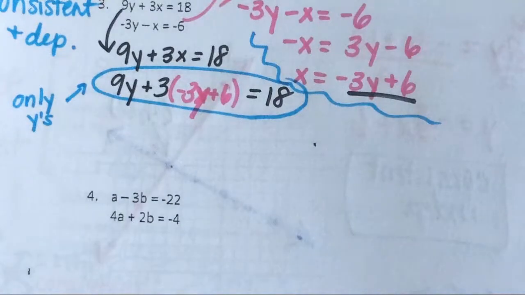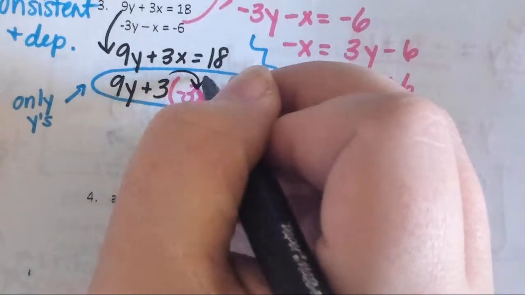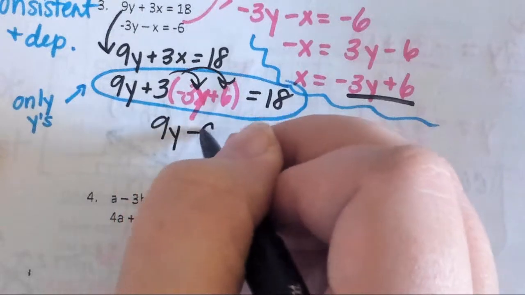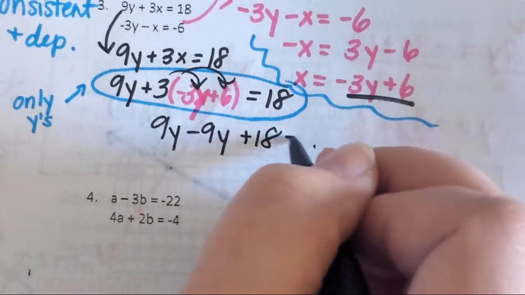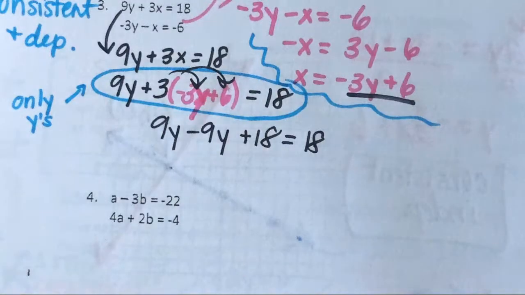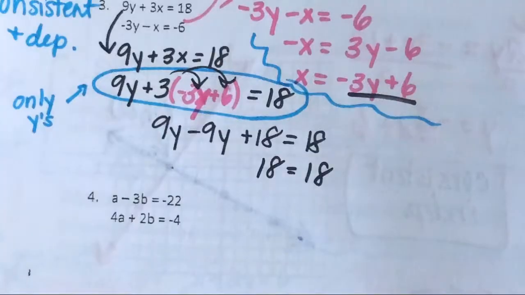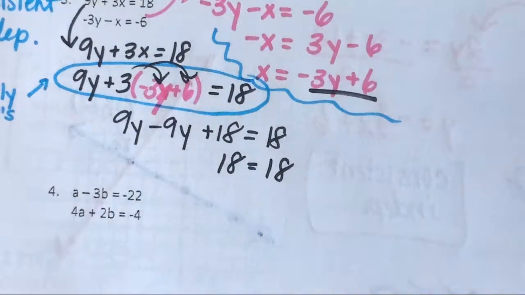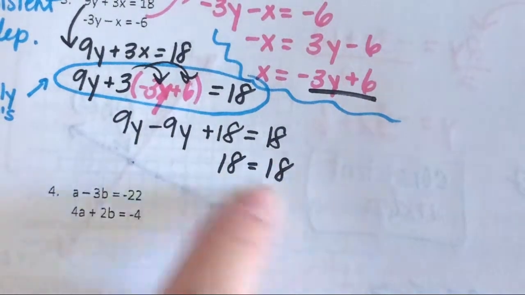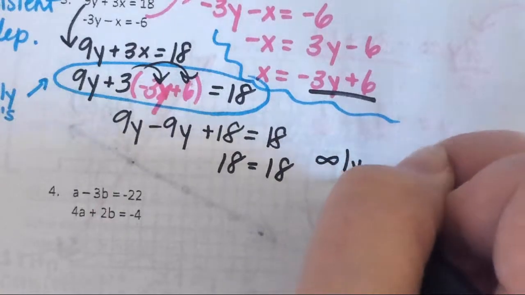Okay, something fishy now happens. Has anyone gone any further and seen the fishy something? When we distribute, we get 9y minus 9y plus 18 equals 18. What's 9y minus 9y? 0. So I just have 18 equal 18. Is that a true statement? Yes. Does 18 equal 18? That's how I knew from here, since all the variables disappeared, and we're just left with a true statement, it is infinitely many.